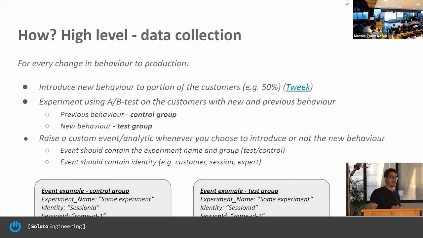So first part, how do we collect the data in order to run experiments? For every change in production, first we want to introduce the change just to a portion of the users. We have a system that was developed in-house, which is an open source called Tweak. It's a great feature management tool. I highly recommend it. If you have more questions later or you're interested in a feature management tool, feel free to ask. So we use this system in order to split the data.